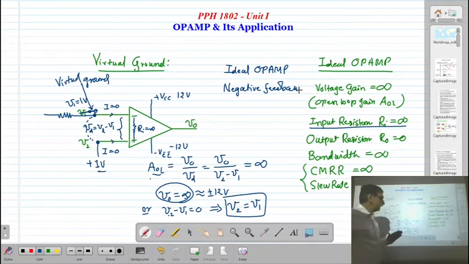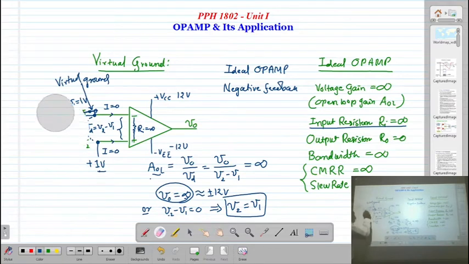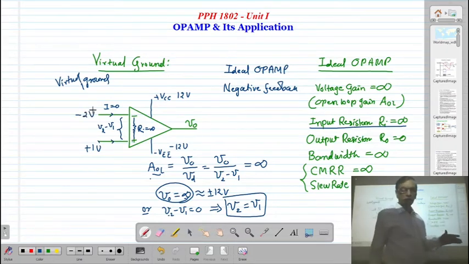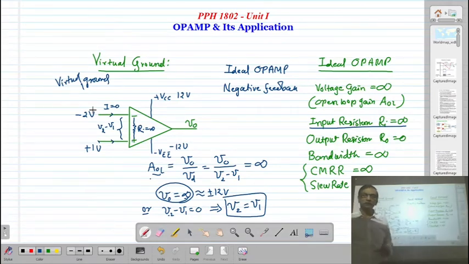Secondly, if we have applied a different voltage to the two different terminals, suppose I have applied a plus 1 volt here and minus 2 volt here directly, on one terminal it is plus 1 and on the other terminal it is minus 2, then the virtual ground concept will not be applicable. So you should understand the limitation of the virtual ground.